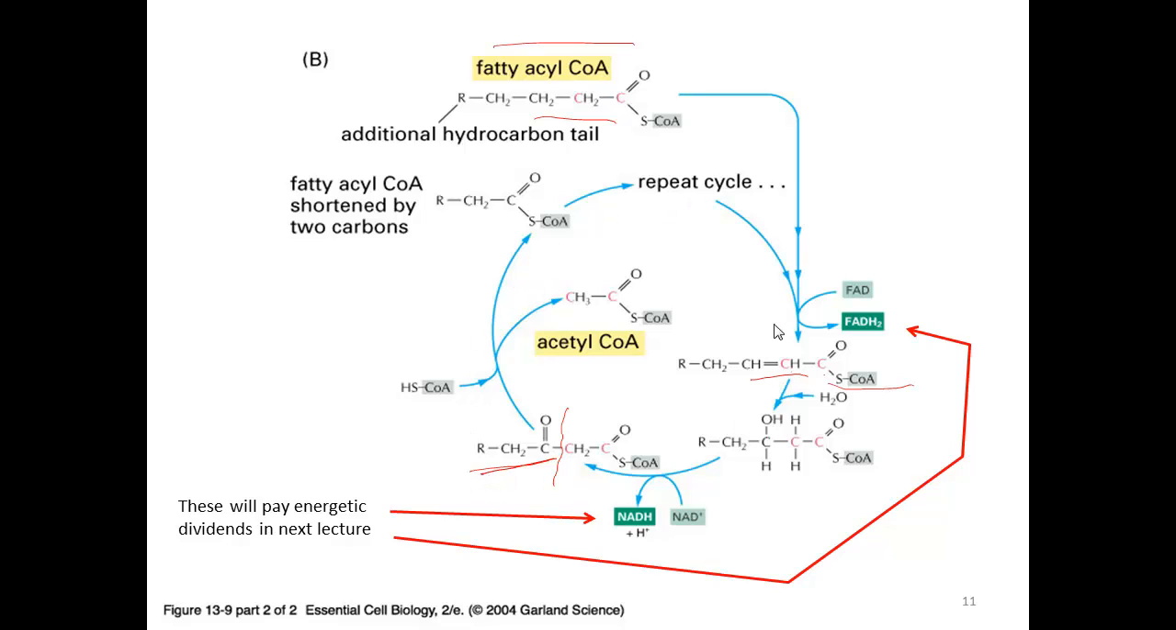And we're going to repeat this cycle as many times as it takes to cleave the hydrocarbons down by 2 at a time until we have cleaved them all, we've captured them all as molecules of acetyl-CoA. In the process of making acetyl-CoA, which will be very useful for oxidative phosphorylation, we're also making molecules of NADH and FADH2, which will also be able to be cashed in for molecules of ATP down the road.